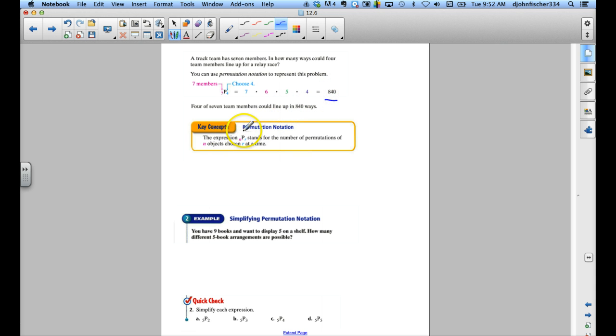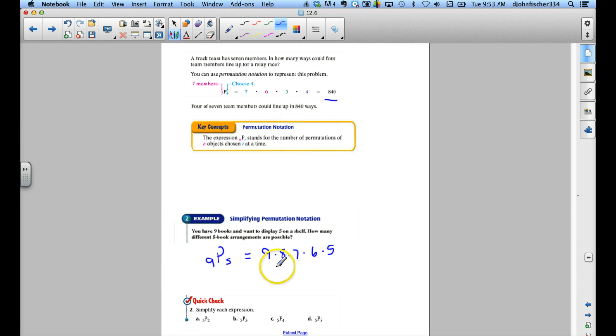The expression nPr stands for the number of permutations of n objects chosen r at a time. So let's say you have 9 books and you want to display 5 on a shelf. How many different 5-book arrangements are possible? So really how we would write that is 9P5. What we would do is start with 9 and take the next 5 numbers. So 9 times 8 times 7 times 6 times 5. And we work it out from there. So we would look at that and say, okay, let's multiply these out.